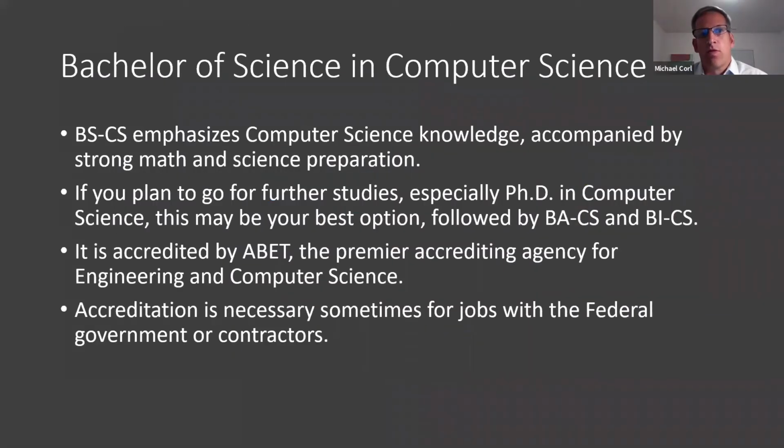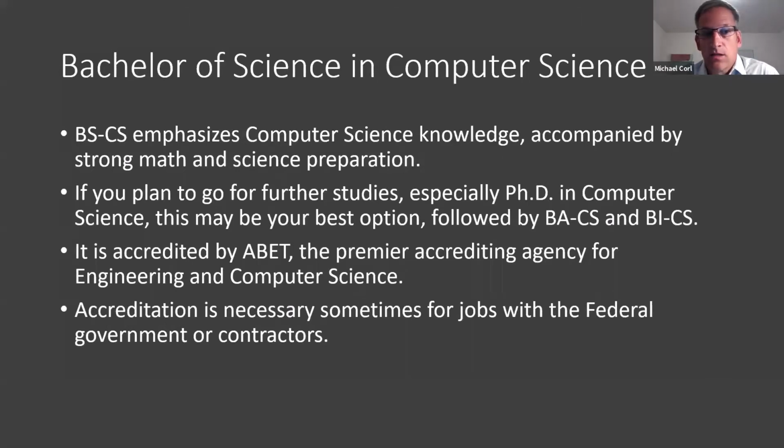So starting with the Bachelor of Science in Computer Science, now we call it the BSCS. It emphasizes computer science knowledge accompanied by strong math and science preparation. So if your plan is to go to grad school in computer science, especially if you want a PhD, this is probably your best option, okay? And then the second best would probably be the Bachelor of Arts, followed by the Bachelor of Innovation.